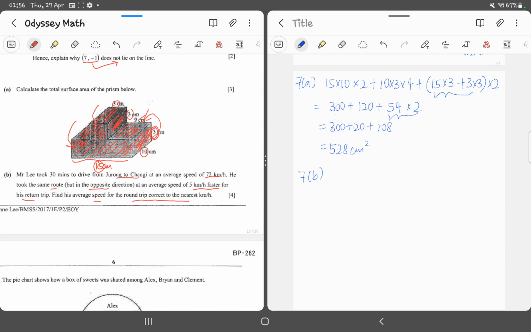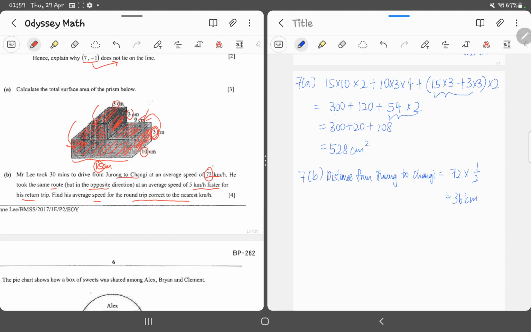For the round trip, the question is asking you to find the average speed where he went from Jurong to Changi, and then from Changi back to Jurong. So what I'm going to do first is find the distance from Jurong to Changi, which is equal to 72 times 1 over 2, which is equal to 36 kilometers.